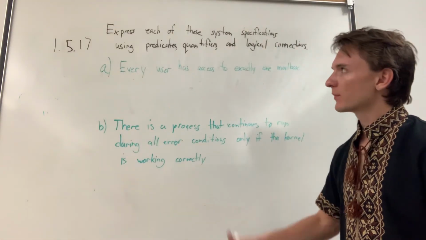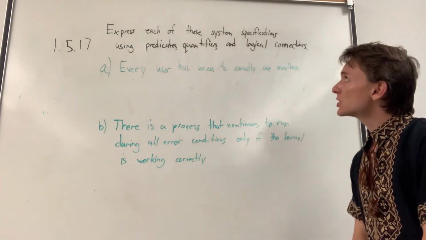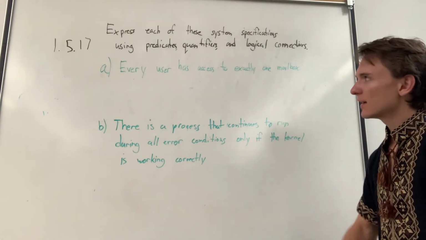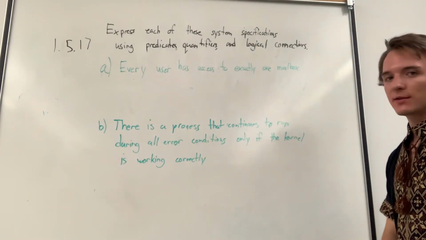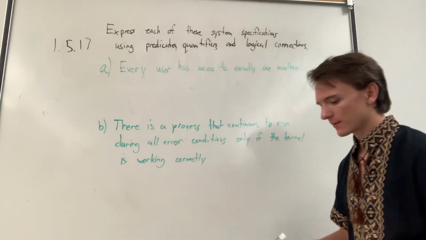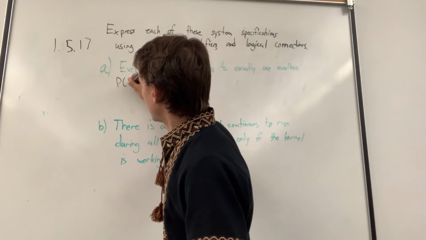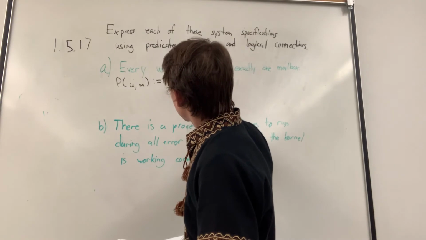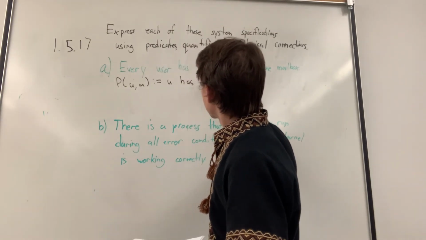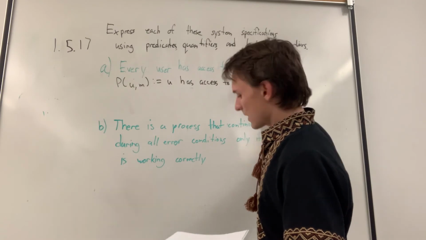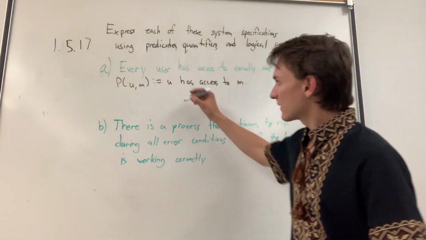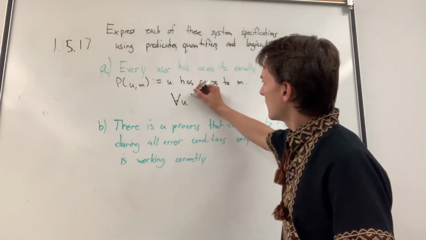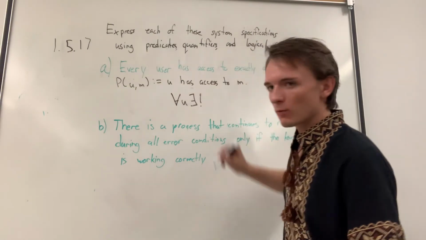Okay, so the final problem, 1.5.17. Express each of these system specifications using predicates, quantifiers, and logical connectives. It reads, every user has access to exactly one mailbox. Now we create a predicate. P(U, M) is defined as U has access to M.